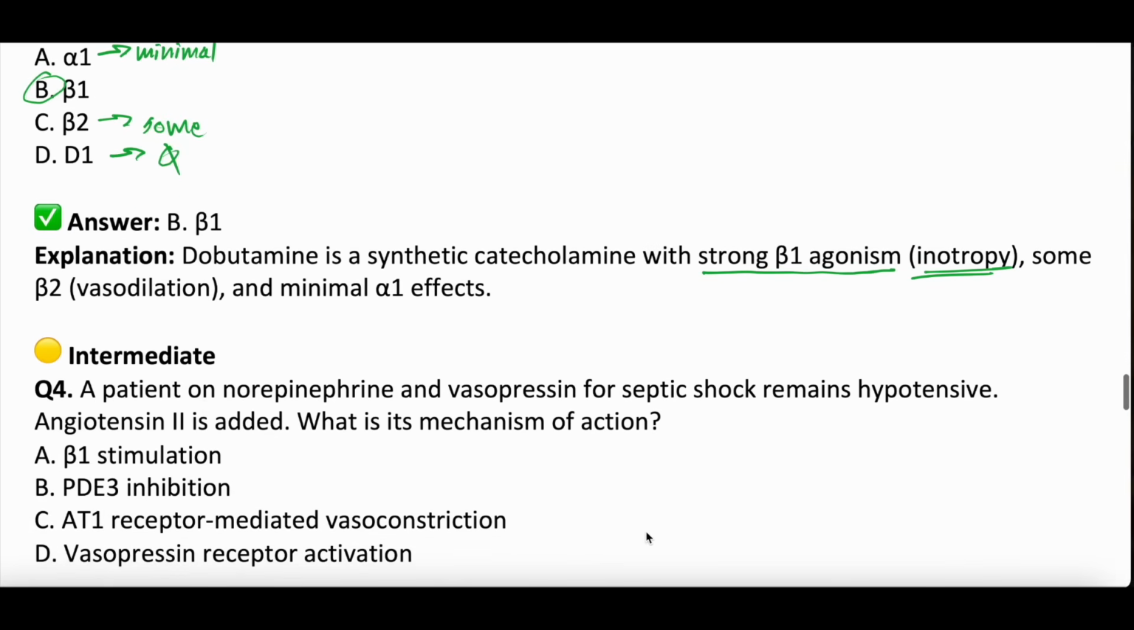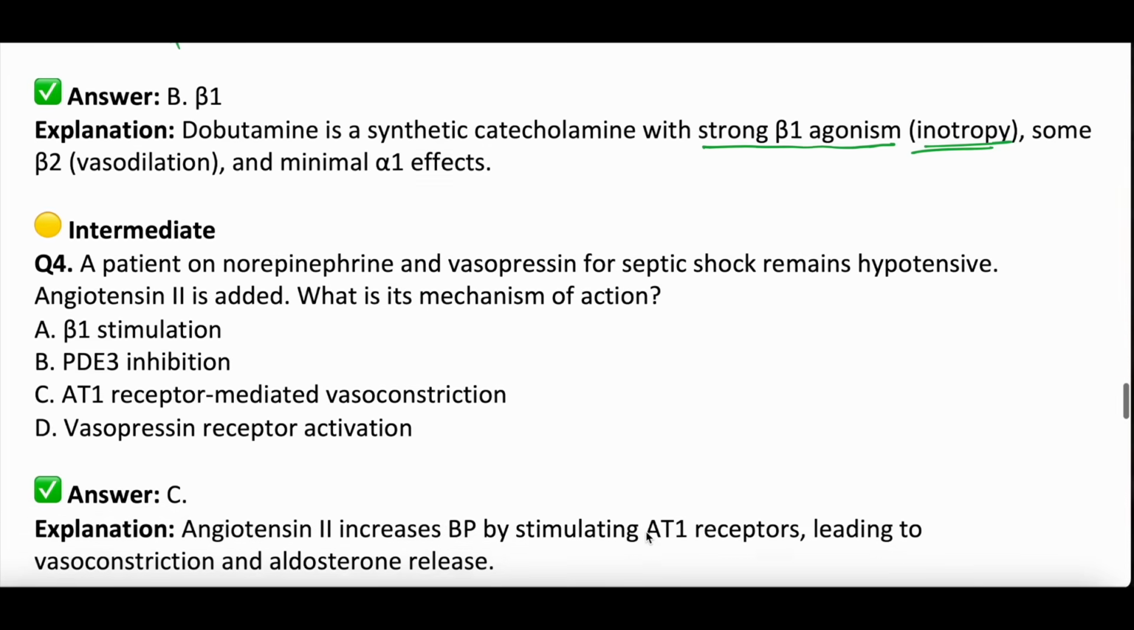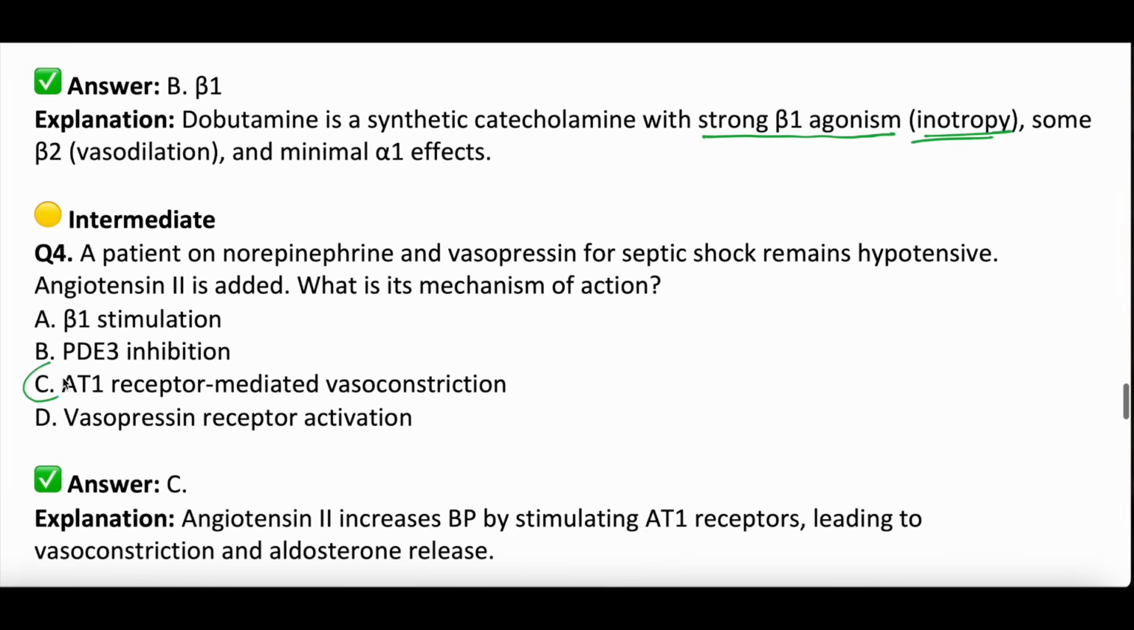All right, question number 4, the first intermediate question. Get ready. Question 4: a patient on norepinephrine and vasopressin for septic shock remains hypotensive. Angiotensin II is added. What is its mechanism of action? A, beta-1 stimulation, B, PDE3 inhibition, C, AT1 receptor-mediated vasoconstriction, or D, vasopressin receptor activation. Pause here if you need to.